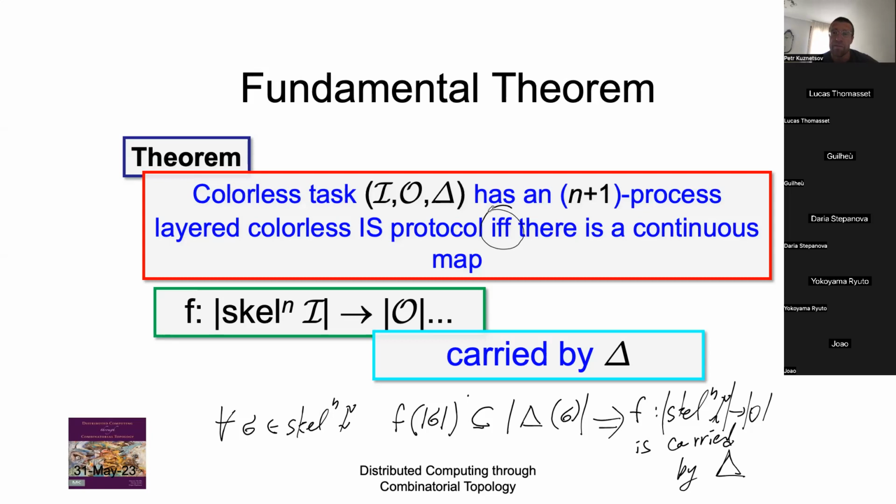Okay. So, when you prove such a theorem, you need to prove it in both directions. The direction "if", saying that if there is a continuous map, then there is a protocol, and vice versa. If there is a protocol, then there is a continuous map. Okay, so the "if" direction here is slightly more complicated, and it relates to the notion of simplicial approximation of a continuous map, which we discussed last time.